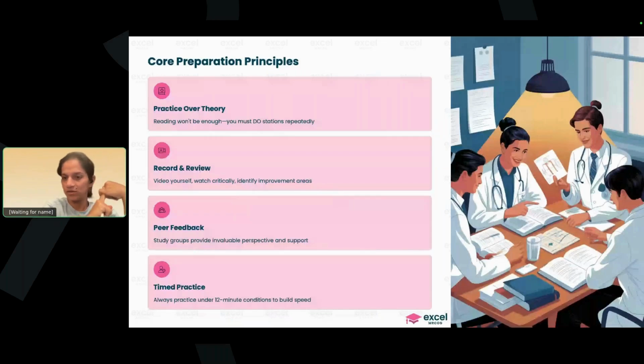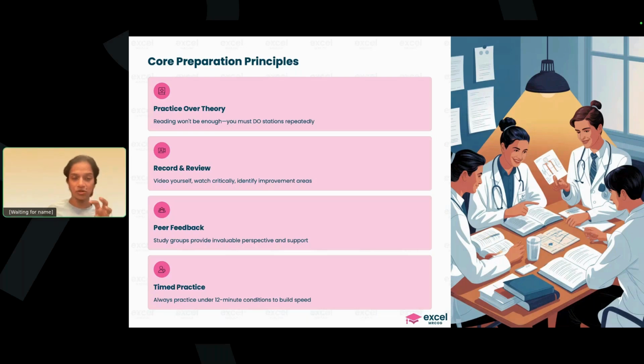So core preparation principles: practice. Don't read theory. Practice, practice, practice. You need just the points, because as you are saying those points, the examiner is marking in his answer key: okay, this candidate has said this, this is said, this is said.